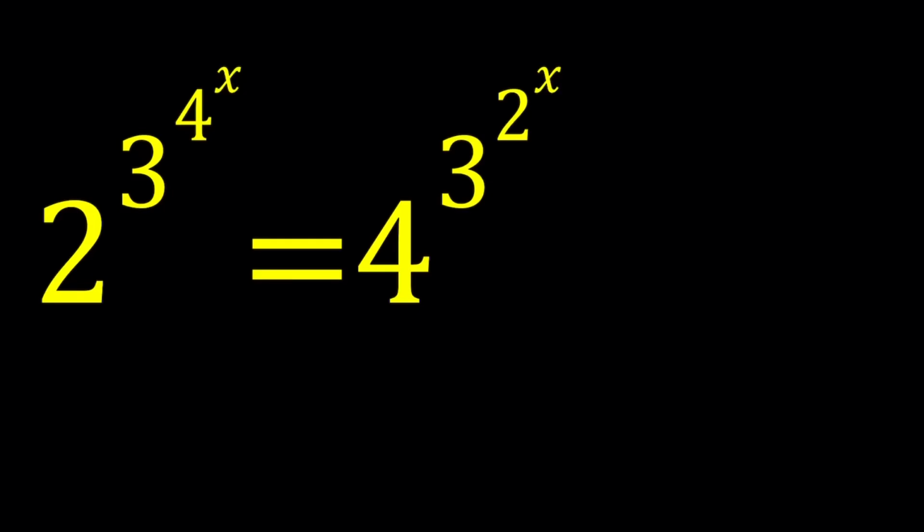Hello everyone. In this video we're going to be solving a nice exponential equation. We've done similar problems before, and let's go ahead and take a look at this one. So we have 2 to the power 3 to the power 4 to the power x equals 4 to the power 3 to the power 2 to the power x. One of the exponents is ascending, the values are going up, and the other one is going down, and those are the same numbers.